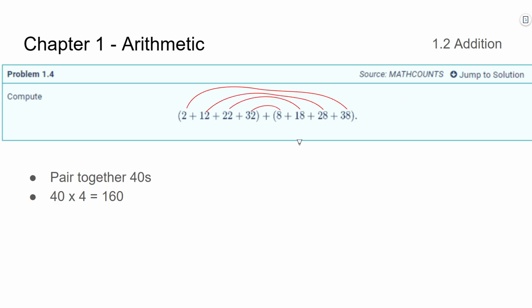All right, so you could just add this from left to right. Do 2 plus 12 is 14, 14 plus 22 is 36, and so on. And you get the right answer. But there's a better way to just do this with mental math. You can pair together numbers to make them easier.